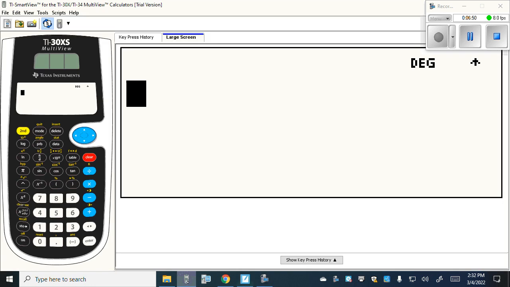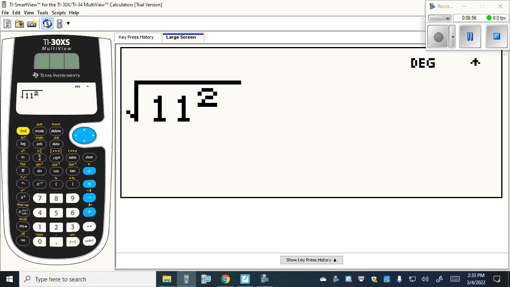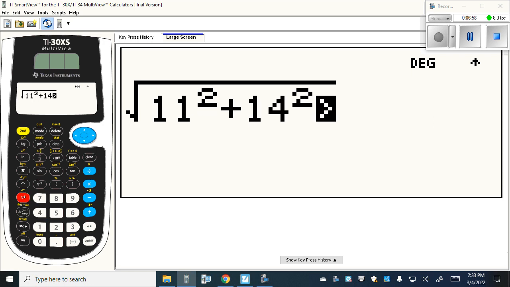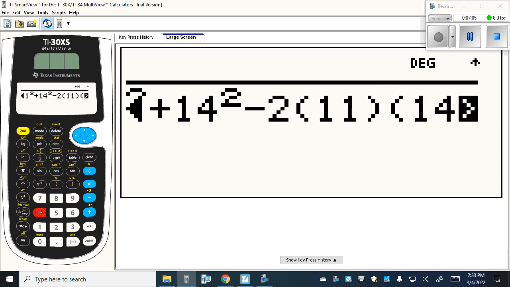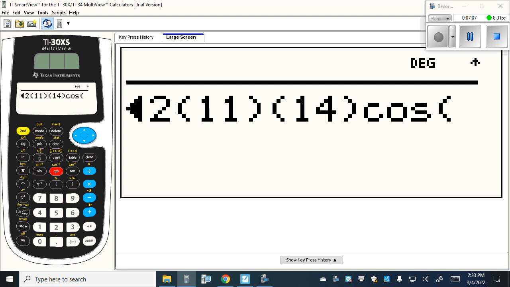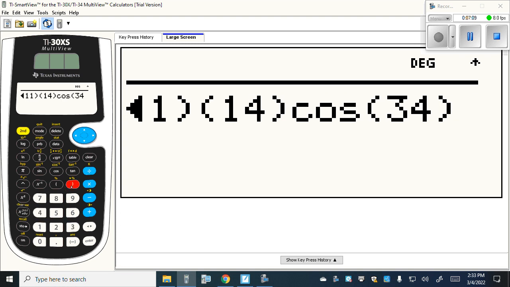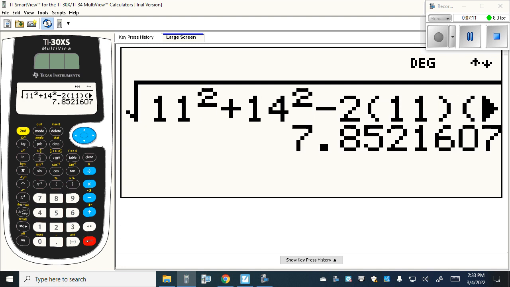So if we get the calculator, we can go second square root of 11 squared plus 14 squared minus 2 times 11 times 14 cosine of 34, and hit enter. We can just type the whole thing in with the radical.